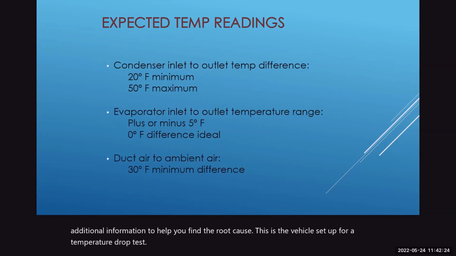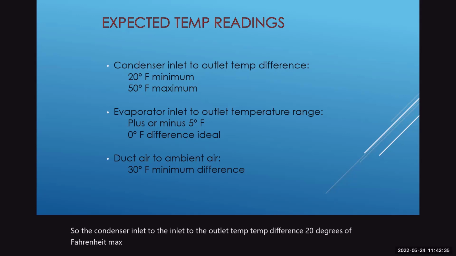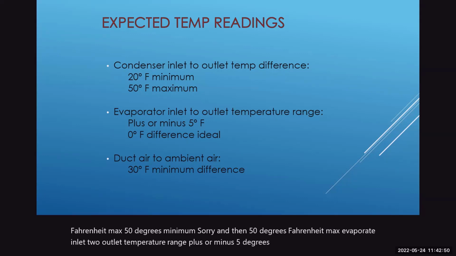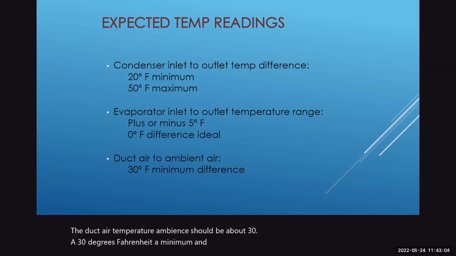So the condenser inlet to outlet temperature difference: 20 degrees Fahrenheit minimum, I'm sorry, 50 degrees minimum, and then 50 degrees Fahrenheit max. Evaporator inlet to outlet temperature range plus or minus 5 degrees, zero difference ideal. The duct air temperature versus ambient should be about 30 degrees Fahrenheit minimum difference. So we're looking for what's expected.